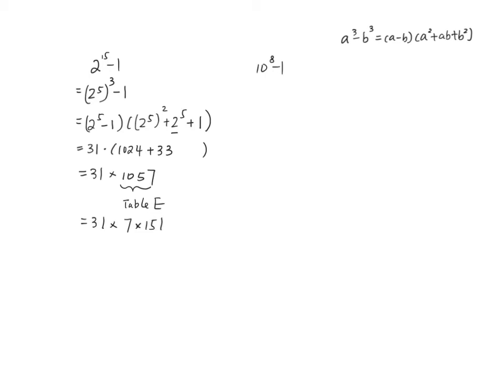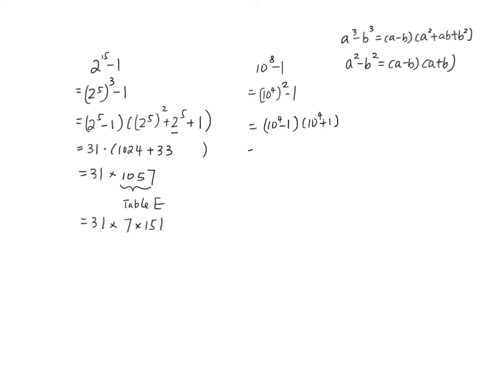For the second one, I actually want to take advantage of a squared minus b squared equals a minus b times a plus b. So 10 to the 8th will be 10 to the 4th squared. So this is going to be a square, right? Minus 1. According to the identity, we have 10 to the 4th minus 1 and 10 to the 4th plus 1.